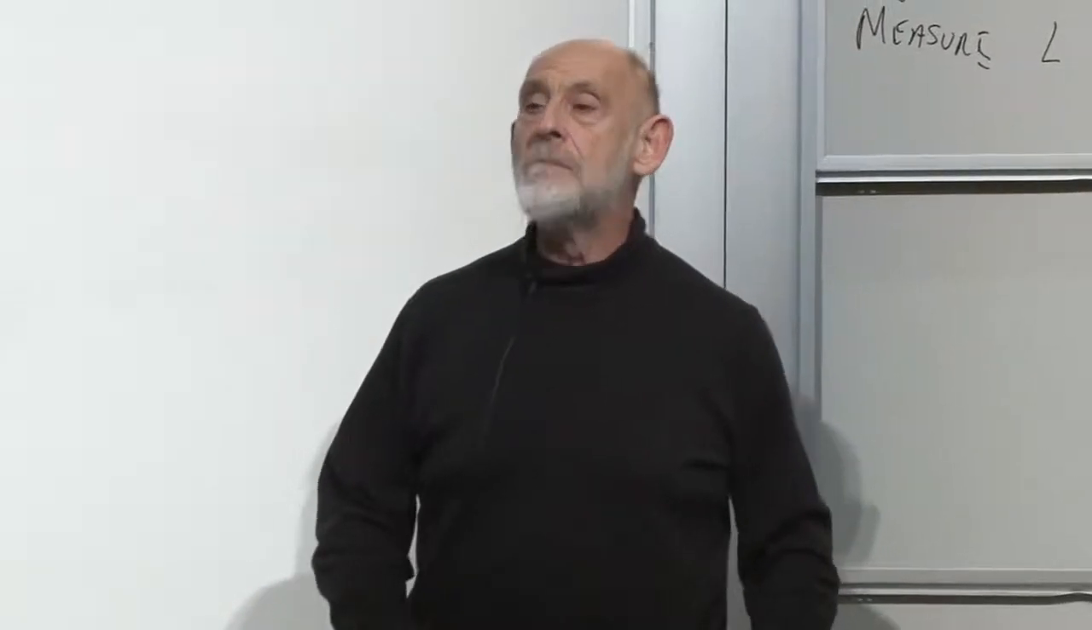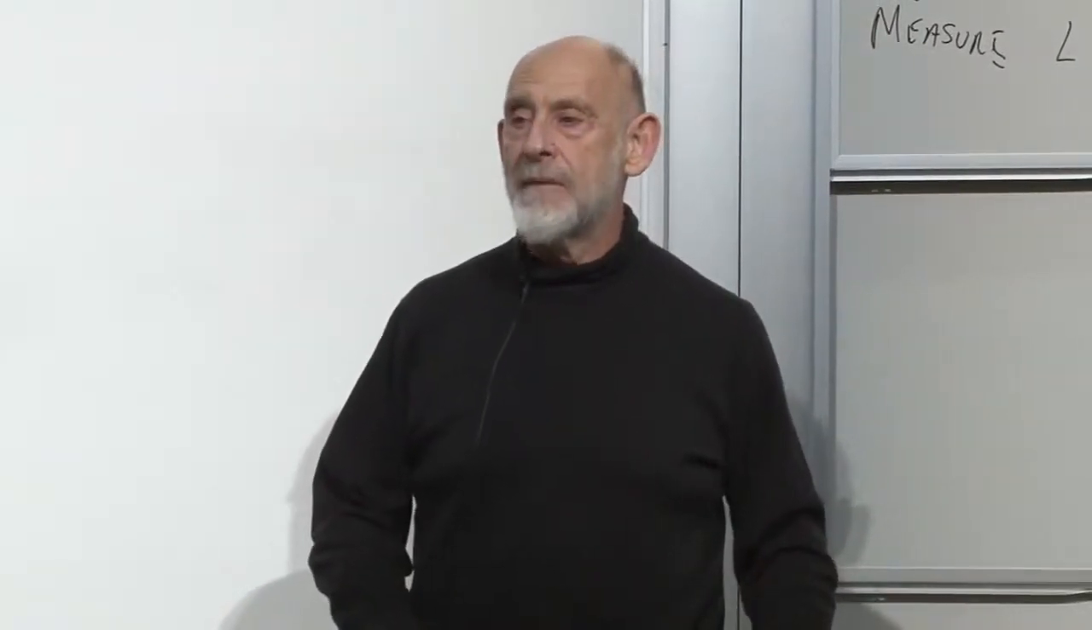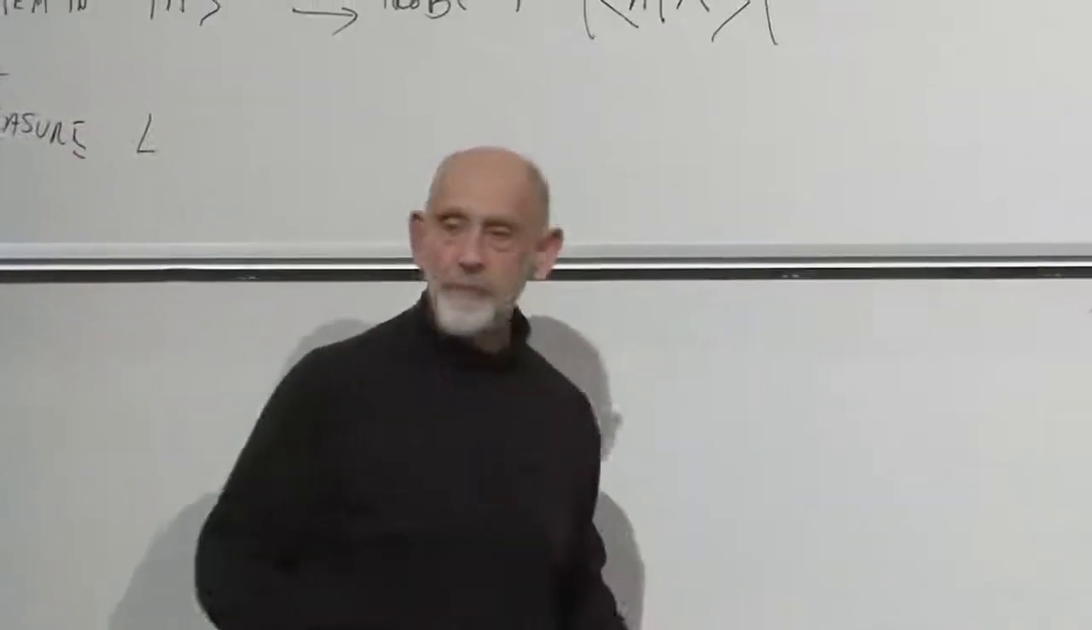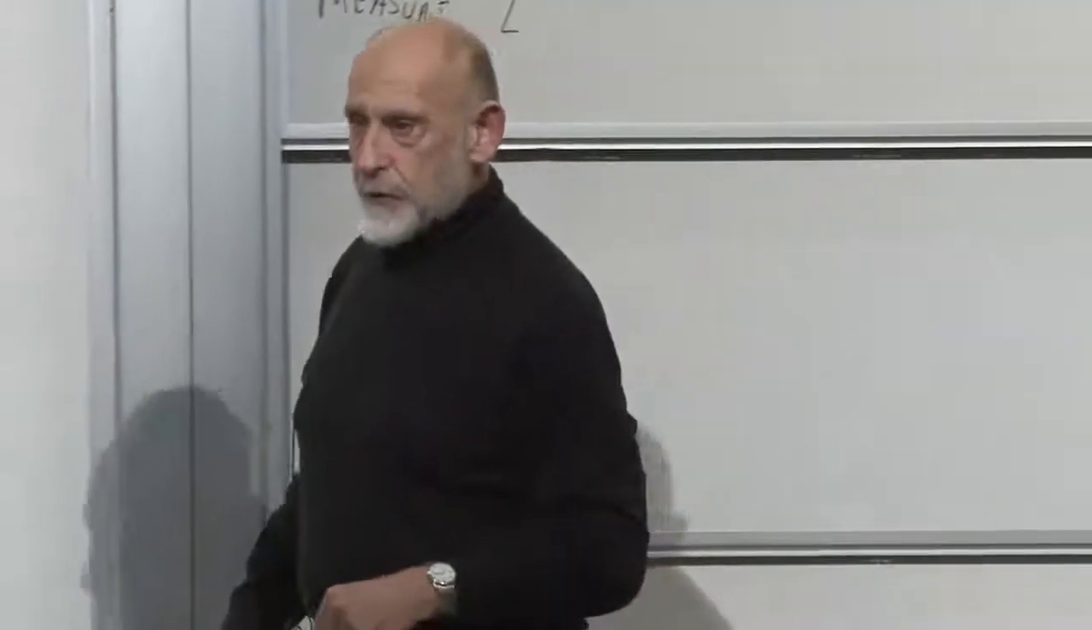So the questions tonight are really good. And what about the case where A has overlap with several different lambdas? Then you take the sums of the squares of them. You take the sums of the squares.